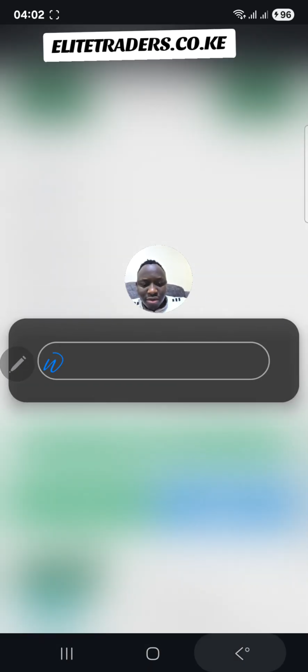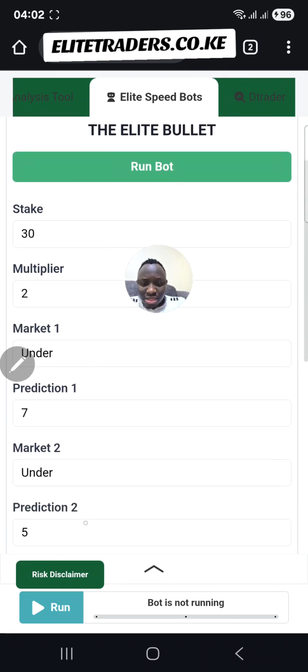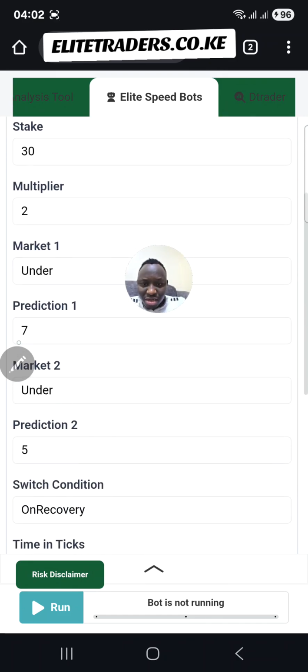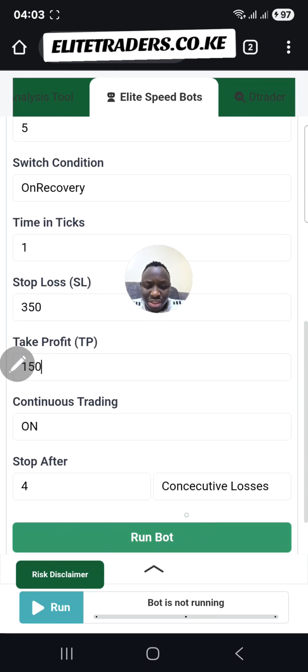Okay, so this is what we are doing. I want us to trade under 7 with a recovery of under 5. What this on recovery means is that we are trading under 7. The moment we lose a trade, the robot will switch to under 5. Then after we make a recovery, the robot will switch back to under 7. So it's actually that simple. Then on top of switching the predictions, we'll also be switching volatilities on loss so that we can increase our chances of recovery.